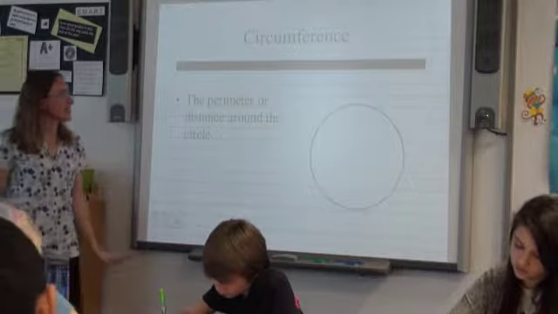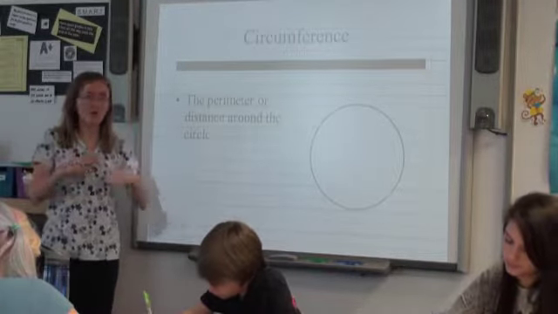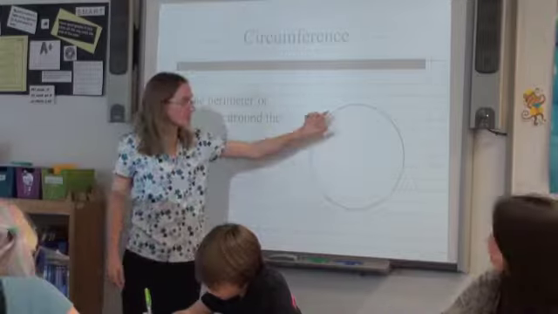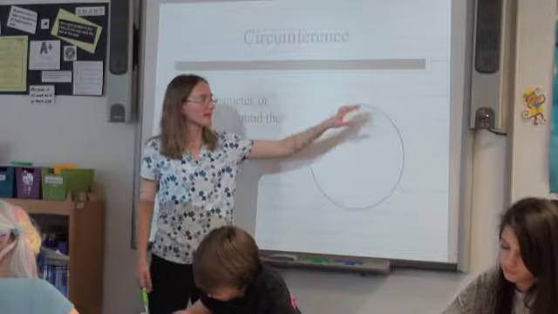Alright, so circumference is the perimeter. It's the perimeter that goes all the way around. It's not anything on the inside, it just goes all the way around without missing anything.